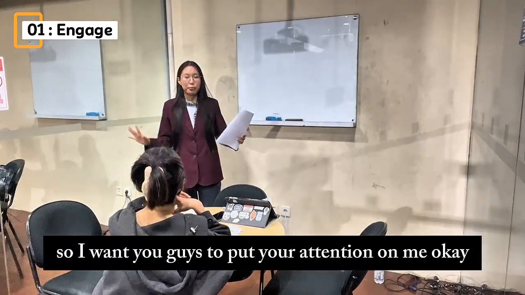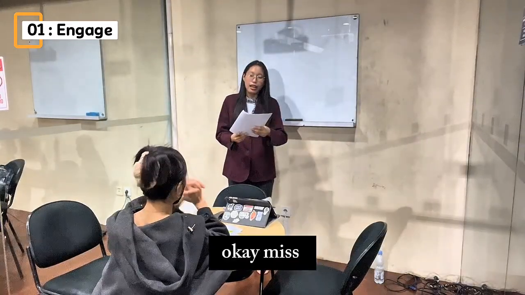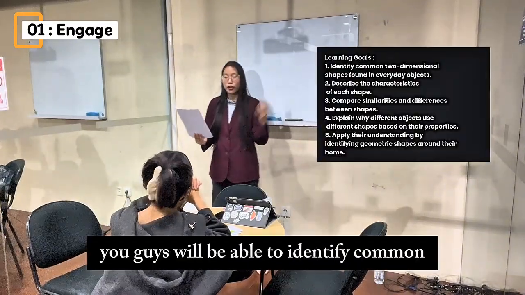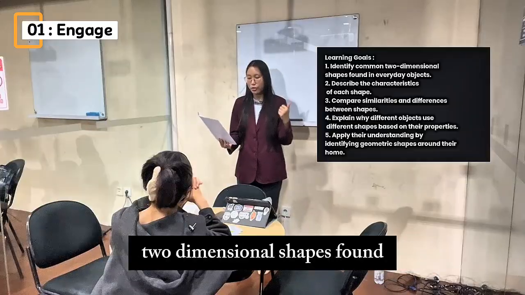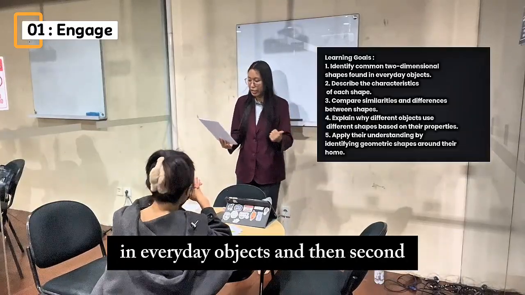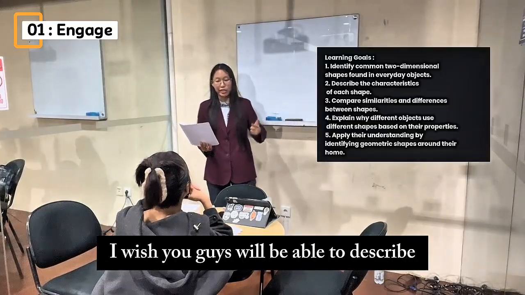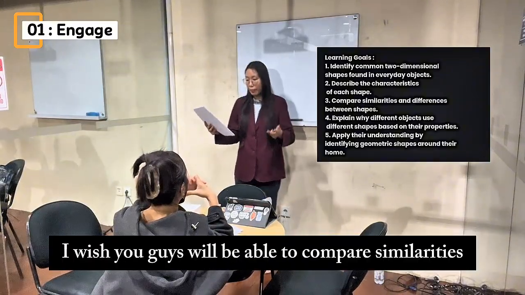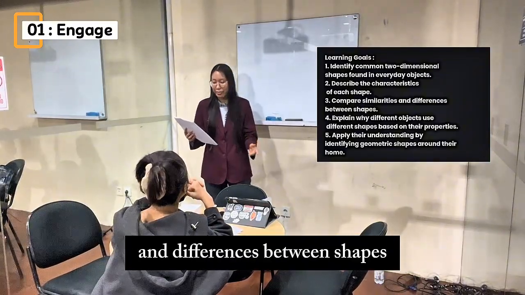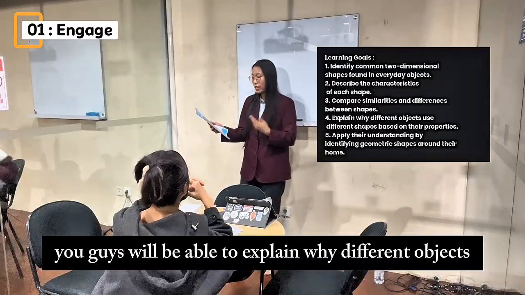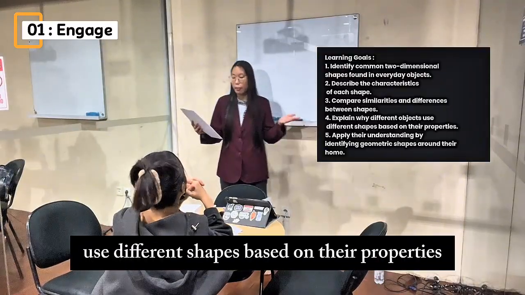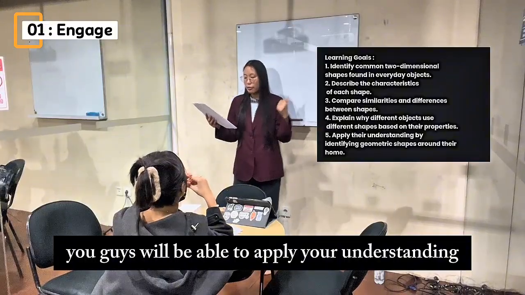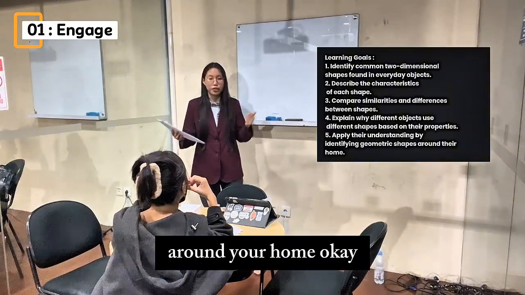So I want you guys to put your attention on me, okay? Okay, so I wish that after this class, you guys will be able to identify common two-dimensional shapes in everyday objects. And then second, I wish you guys will be able to describe the characteristics of each shape. And third, I wish you guys will be able to compare similarities and differences between shapes. And fourth, you guys will be able to explain why different objects use different shapes based on their properties. And fifth, you guys will be able to apply their understanding by identifying geometric shapes around your home.